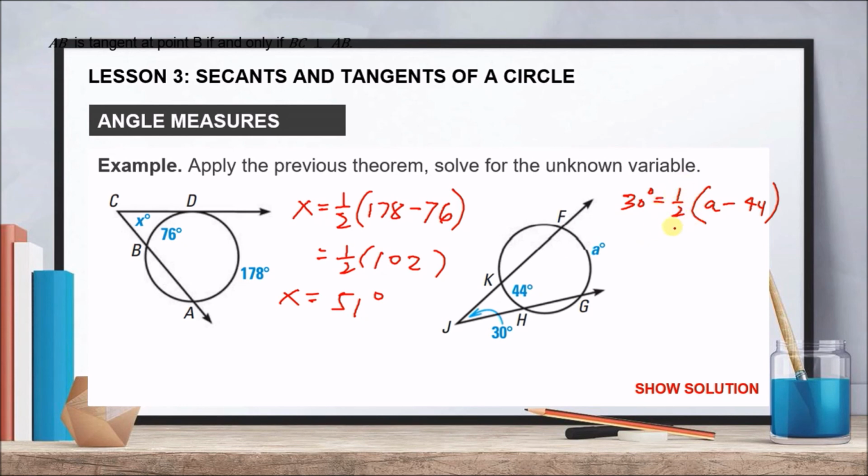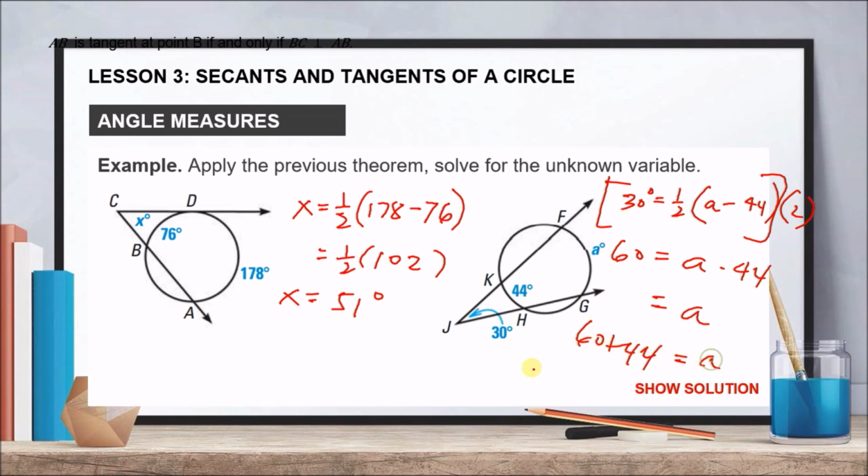So we could eliminate our 1/2 here by multiplying both sides by 2, para ma-simplify natin ng maayos. So for that, magiging 60. And we could cancel the 1/2 here. Mag-arrive tayo sa A minus 44. We could bring down the value of A here. We could transpose the negative 44 to the left side. So 60 plus 44, you will have the value of A, which is equal to 104 degrees. So therefore, the value of our A here is 104 degrees.